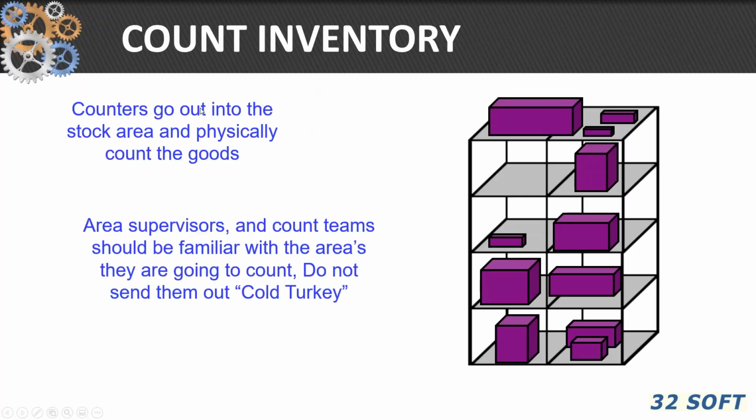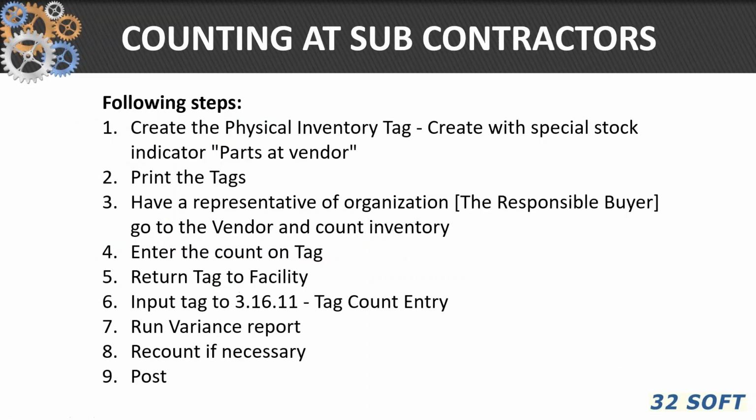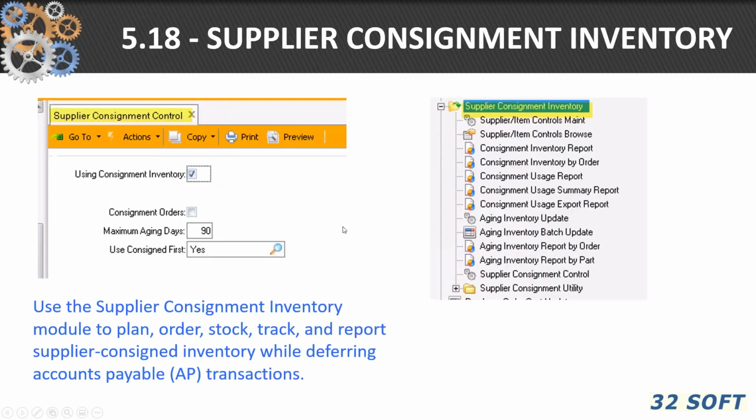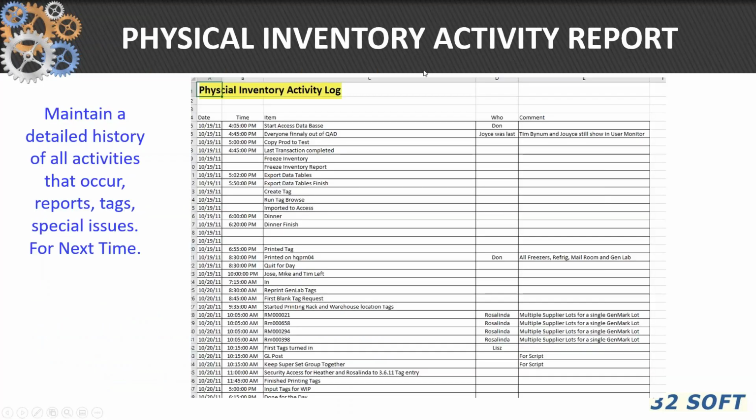You count inventory, so now you've got the counters going out in the physical warehouse. Don't send people out cold turkey. Make sure they understand what is going on. Also, if you've got subcontractors, customer consignment, or supplier consignment, you want to make sure that the buyers, sales guys, and people who do subcontracting processing understand how they need to generate those tags.